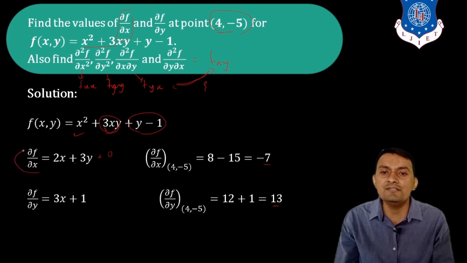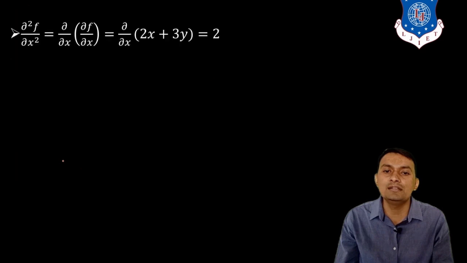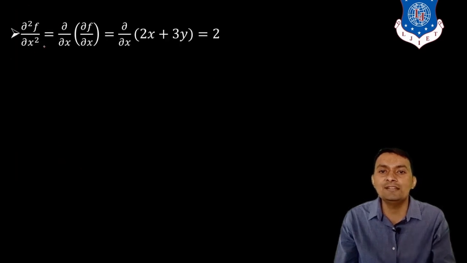That means we have already determined one derivative, so we will use this one, and again consider del by del x of this one. So let us see here. Del square f divided by del x square can be written as del by del x of del f by del x. But we already have it.